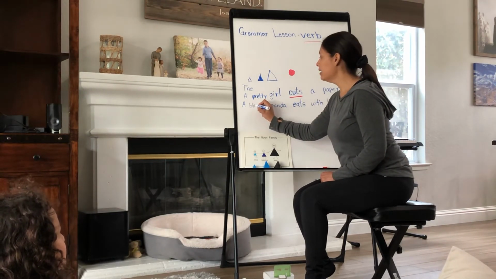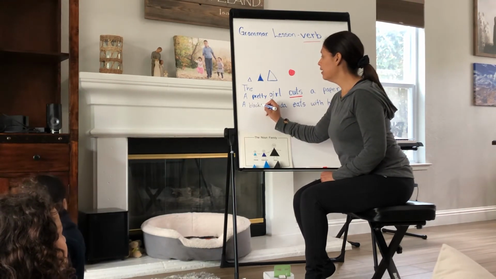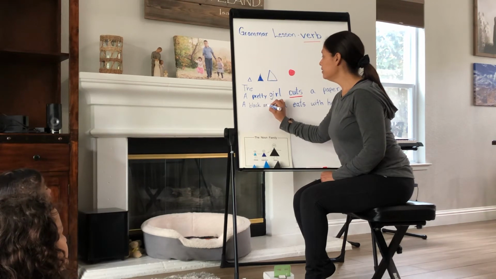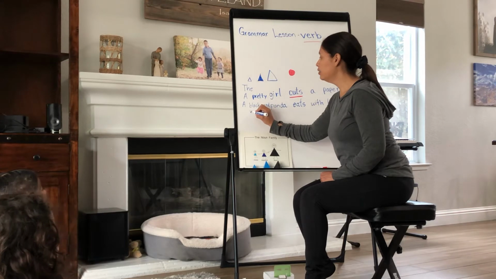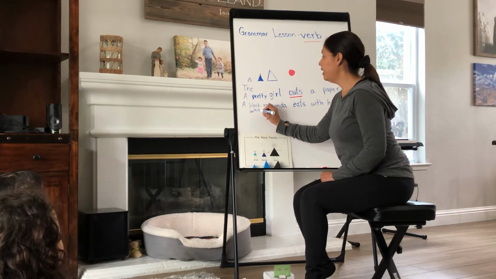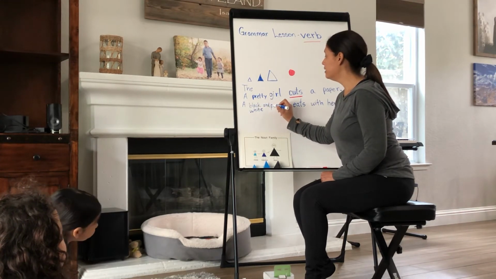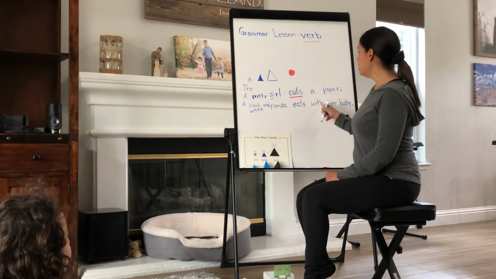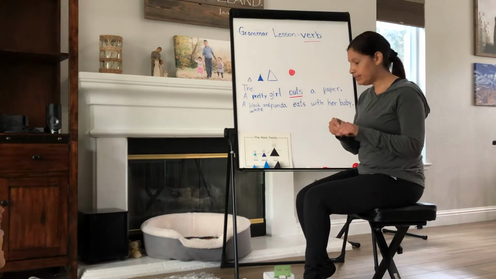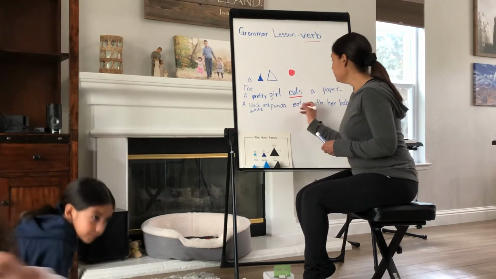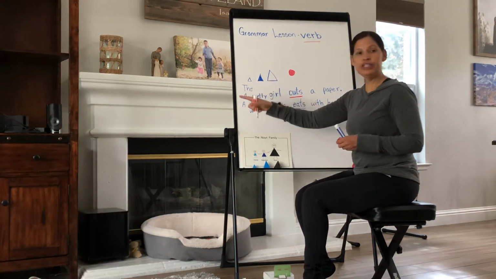A black and white panda. See, these are actually two adjectives that you gave me, so I'm going to add them both here. A black and white panda eats with her baby. And where's the action? Eats. That's right. Okay, let's go ahead and finish the other one.